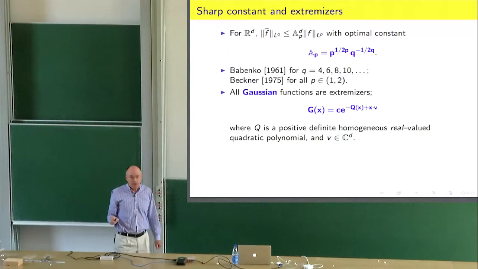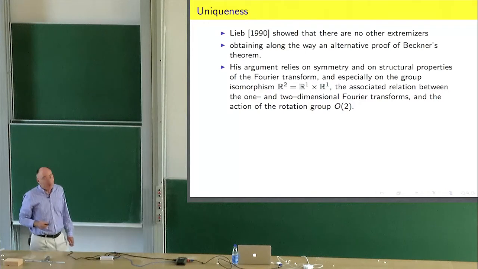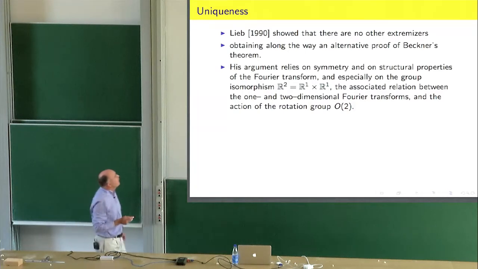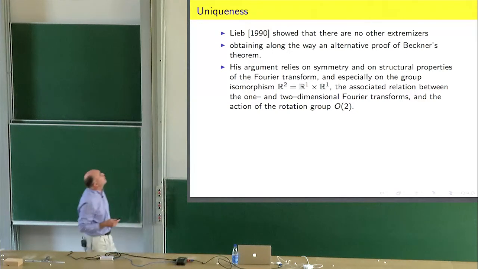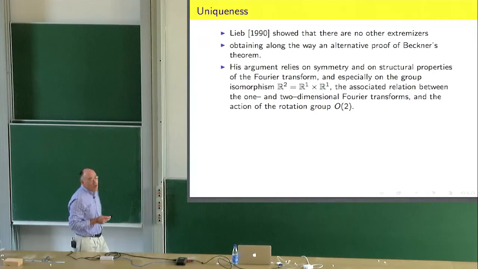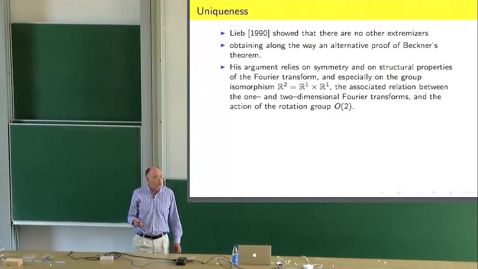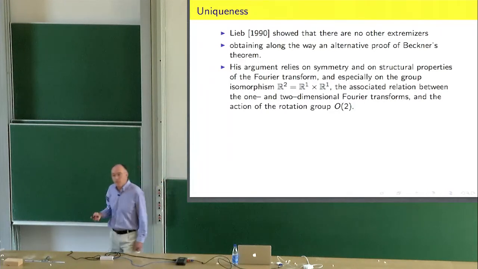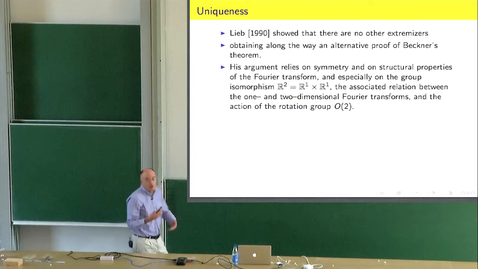That still left the question of whether there were other extremizers, and that was solved by Lieb in 1990. So Lieb showed that there are no other extremizers. All the extremizers are exactly the Gaussians. And along the way, he gave a completely different proof of Beckner's theorem. Whereas Beckner's proof was really very much a proof in hard analysis, Lieb's proof was a proof by symmetry.